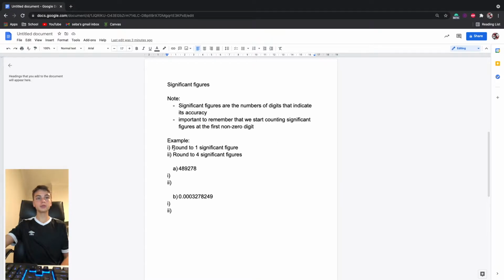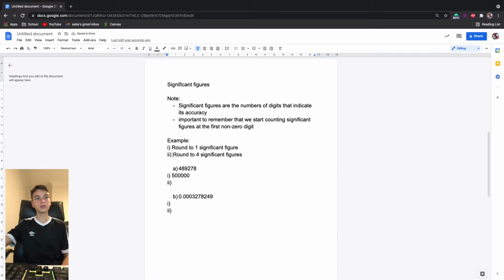In the first example, we have round to one significant figure. Using this number, we look at the first non-zero digit, which is 4 in this case. We look to its right, and we have to round up because it's over 5. So here we have 500,000.